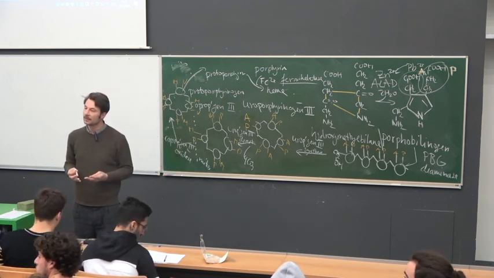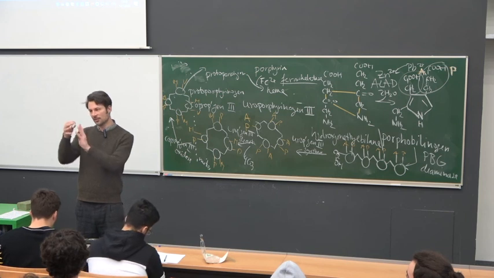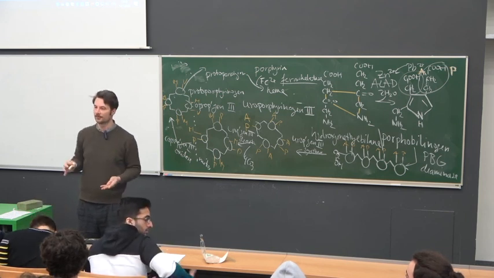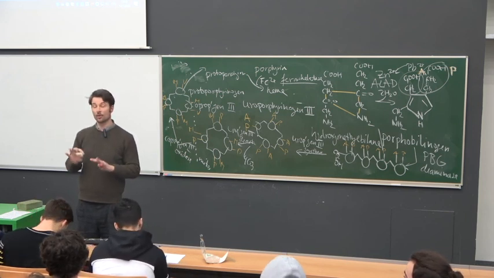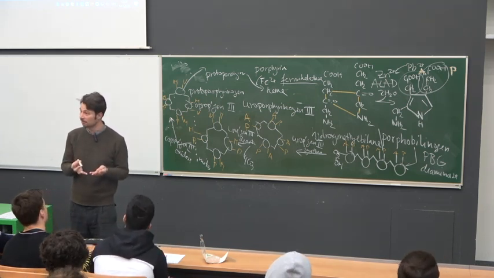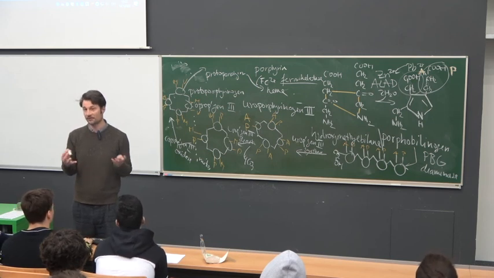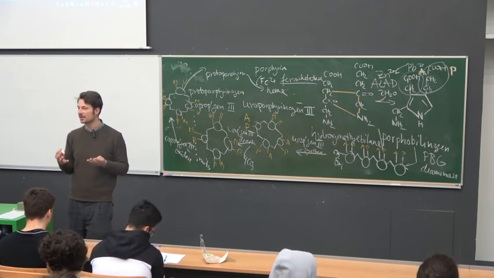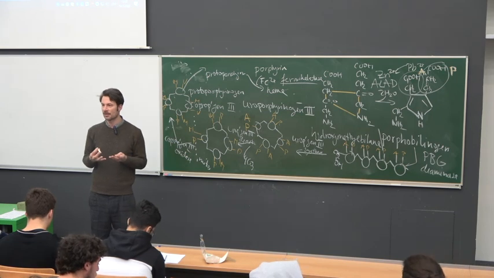Heme oxygenase, the first step, the opening of the ring. It can occur in any cells. The majority, of course, occurs in the spleen because that's where the majority of heme is degraded. But most cells do contain heme oxygenase. So they can do it.